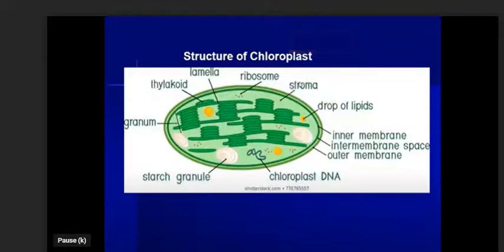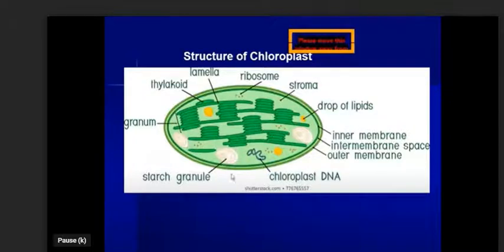And there is another important part, called the stroma. So this is the stroma and the grana. These are the two important parts present in the chloroplast, and the starch granules are also present, and this is the chloroplast DNA.